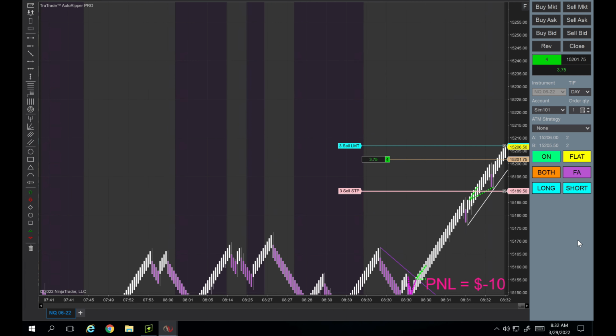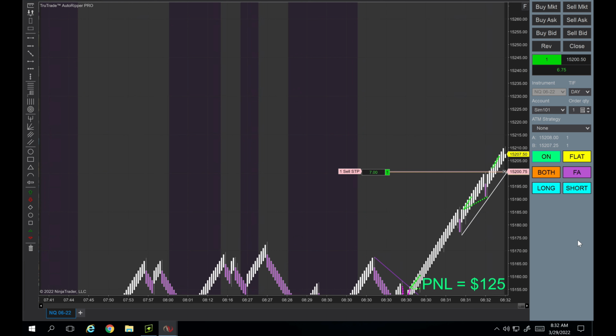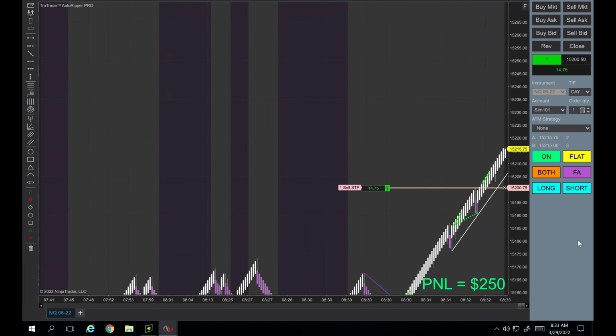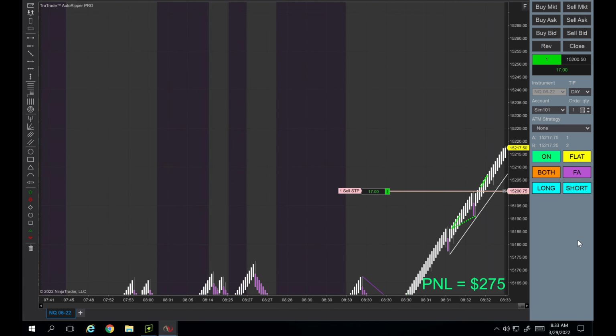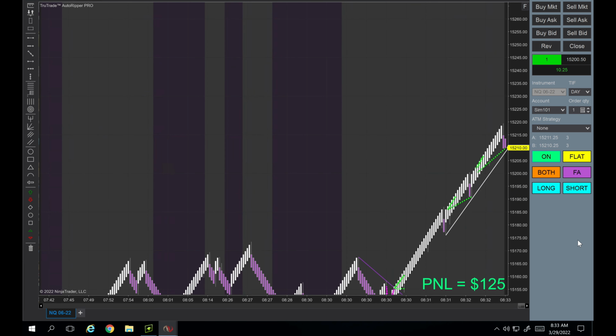So now it looks like it's doing... I had initially set up 3 contracts, and that scaled up to 4, I believe. And then we always have a runner, and we're on our runner right now. So we're positive now, 300. Let's see where we go from here. Okay, we got stopped out, so we're back in positive territory.